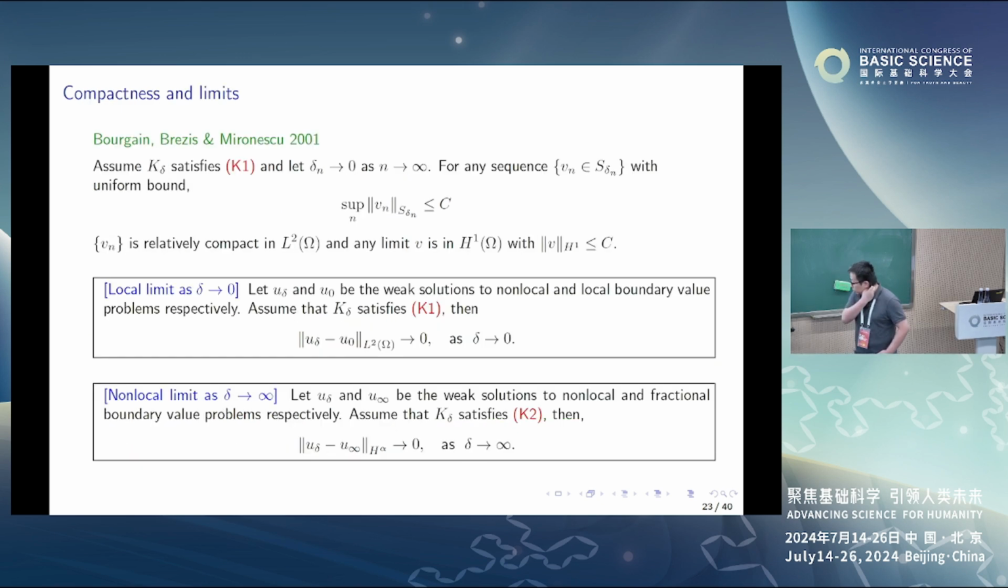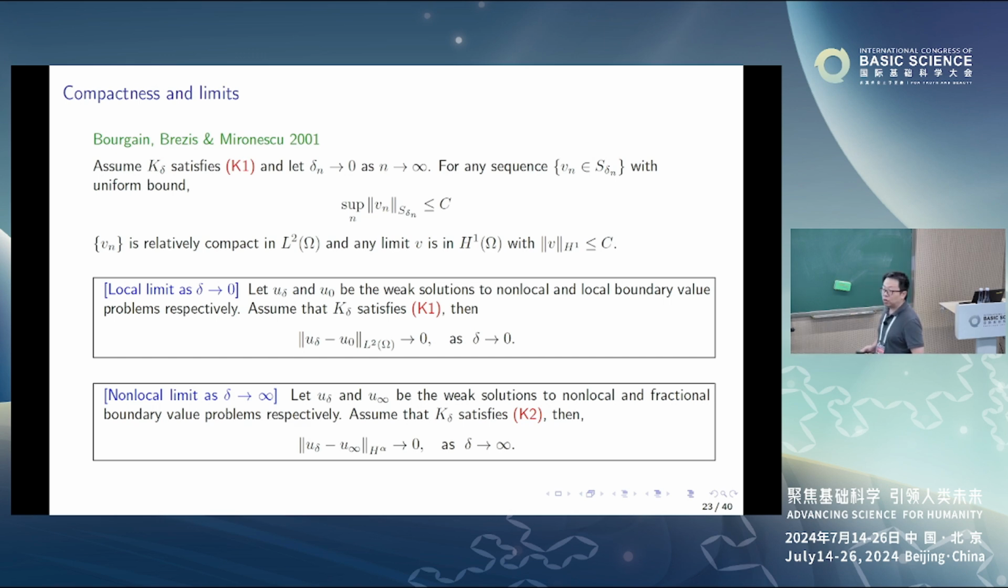In our previous introduction, I mentioned that for a smooth function, you apply the nonlocal operator on it, and if you choose the K1 scaling, then the nonlocal operator converges to the Laplacian. And actually, we can prove that if you choose the correct scaling, then when delta goes to 0, the solution to the nonlocal operator indeed converges to the solution of the local problem.